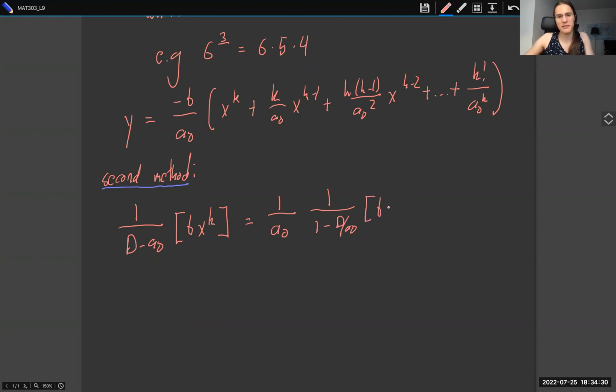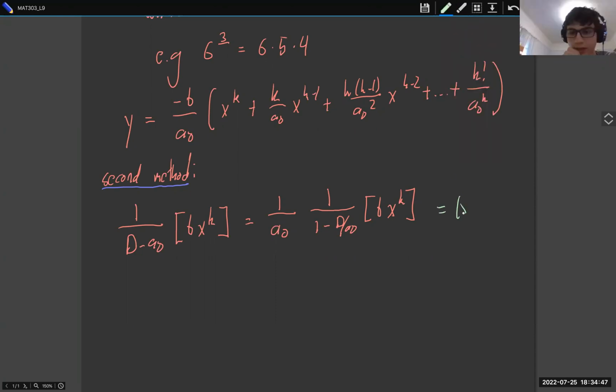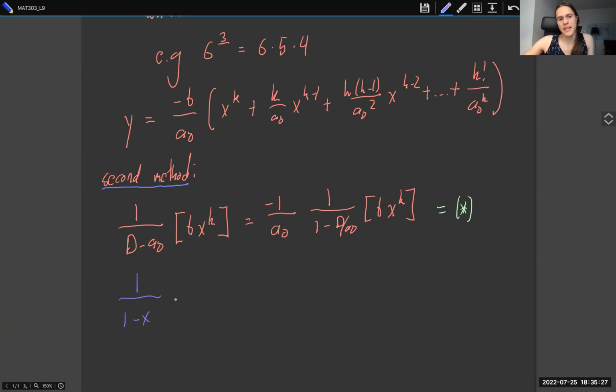Now, what would be the most ridiculous thing that I could possibly do right now, which is correct? Wait, but that's 1 over a naught minus D. Yeah, sorry, I want a minus here. Good. Okay, yes, I factored out the minus a naught so that the coefficient on the D became a 1. Why did I do that, though? What is this suggestive of? So what does 1 over 1 minus x equal?